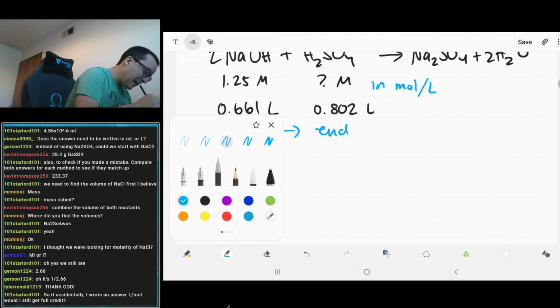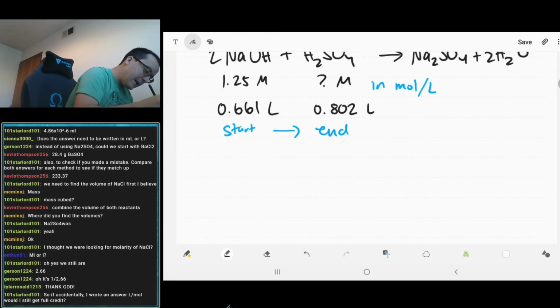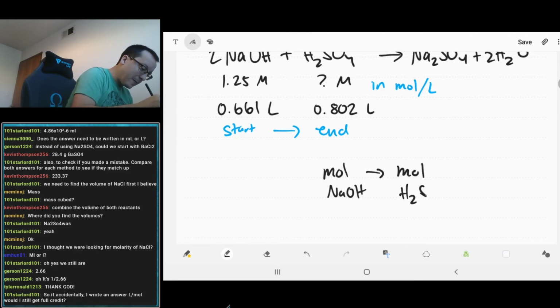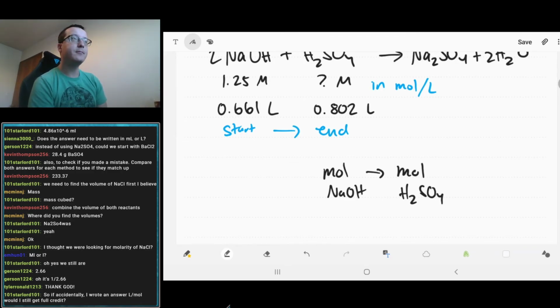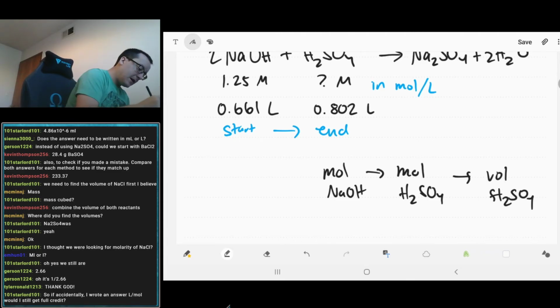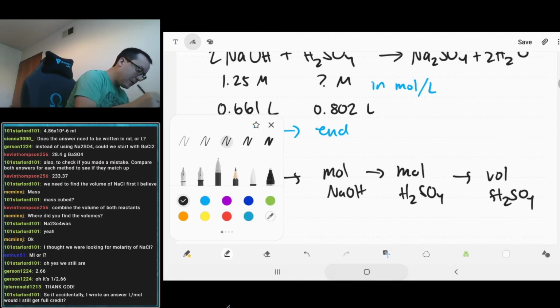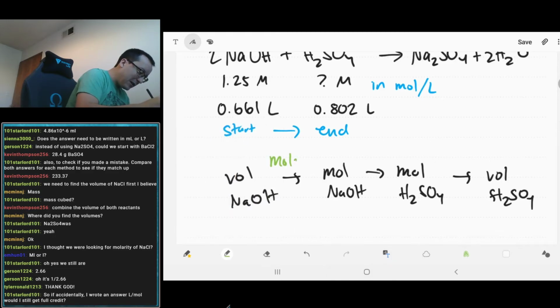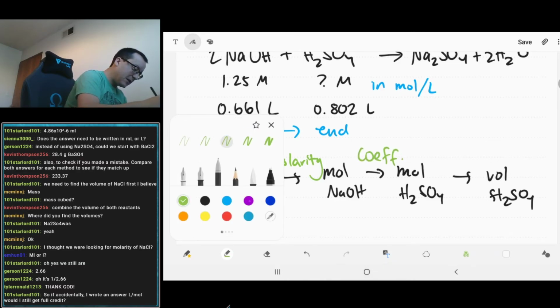So our plan, like always, will be from moles of NaOH to moles of sulfuric acid. We have a volume of sulfuric acid, and we have a volume of NaOH. Again, we have a molarity. We have some coefficients, and we have our missing molarity in purple.